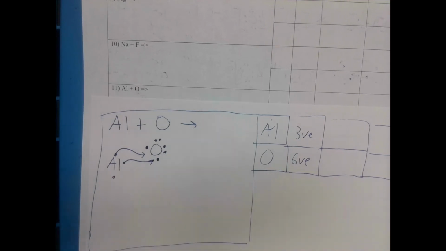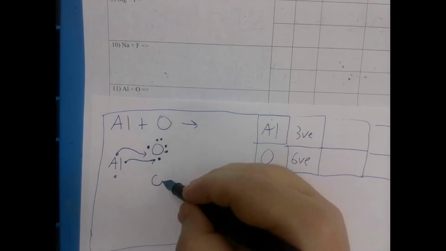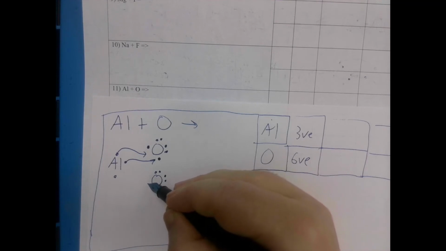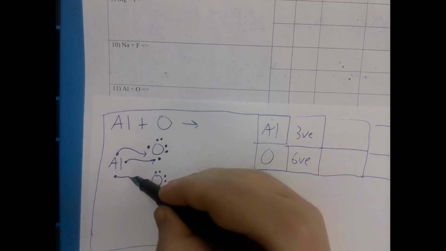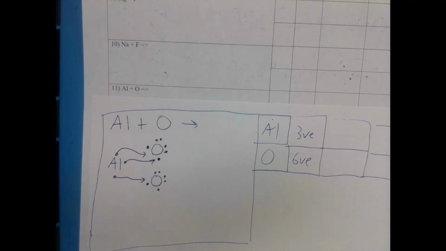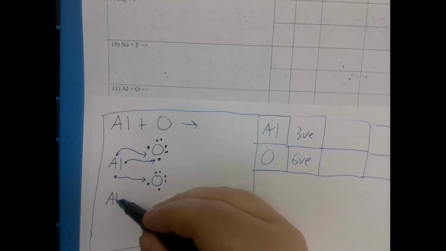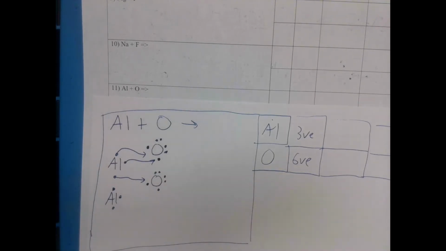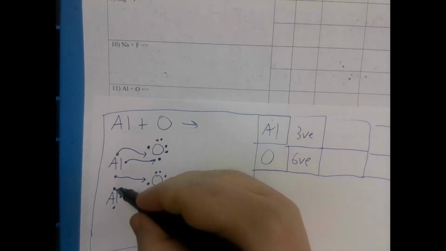But aluminum has 1 dot. It really doesn't want that 1 dot. So what does it need to do? Give it to one that needs 1 dot. So it's going to find another oxygen. And remember, oxygen has how many dots around it? 6. And it's going to give that one 1 electron. Oh, we got a problem. This oxygen still needs 1 more electron. So what's it going to do? It's going to find another aluminum that has 3 around it. And it's going to grab 1 from it.